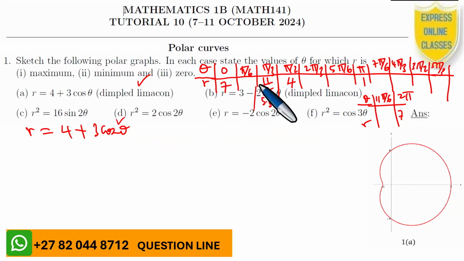This one is 4 plus 3 times the square root of 3 over 2. This one is going to be 8 minus 3, which is 2.5. This one, 5 pi over 6, is going to just be negative.